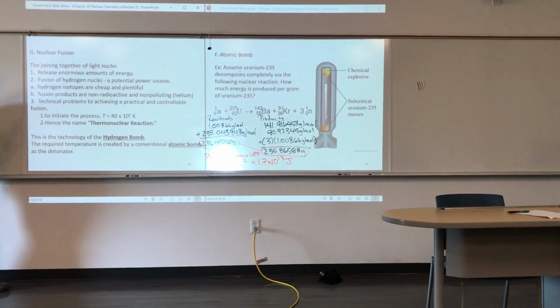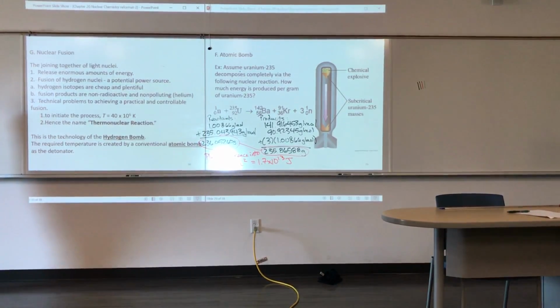Fusion of hydrogen nuclei could be a potential power source. And hydrogen isotopes are cheap and plentiful. Fusion products are non-radioactive and non-polluting. You're making helium, which, by the way, we're running out of. So if we could solve this problem of fusion occurring, we would solve another problem as well. Technical problems to achieving a practical reactor, yes.